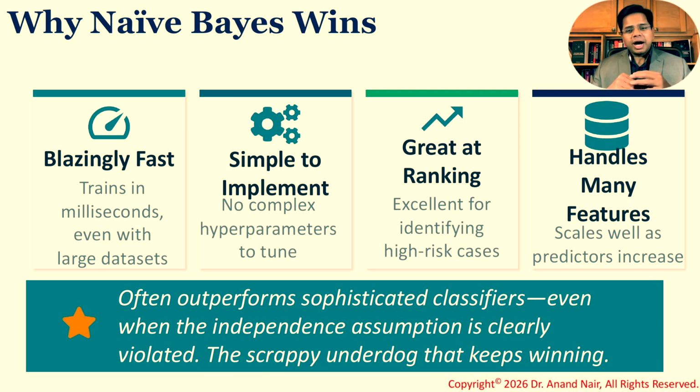Here's the remarkable part. Naive Bayes often outperforms fancier, more sophisticated classifiers, even when the independence assumption is clearly violated. It's like the scrappy underdog that keeps winning despite breaking all the rules. When you're prototyping, always start with naive Bayes. It gives you a solid baseline, runs instantly, and might just be good enough that you don't need anything fancier.